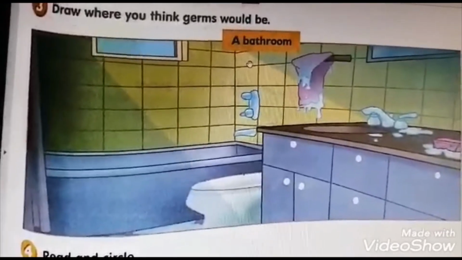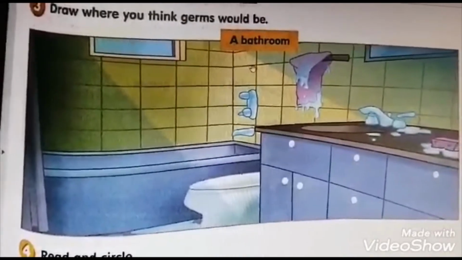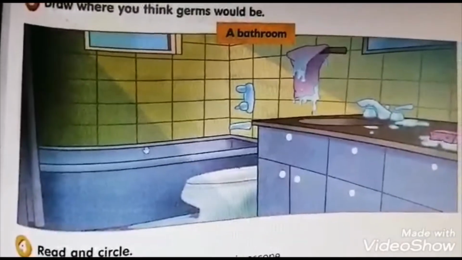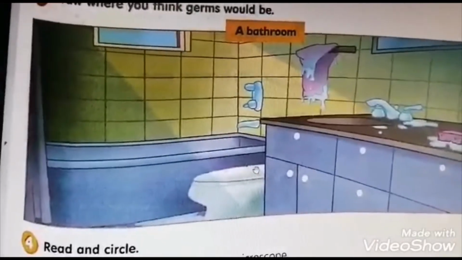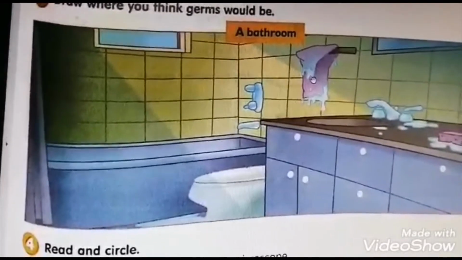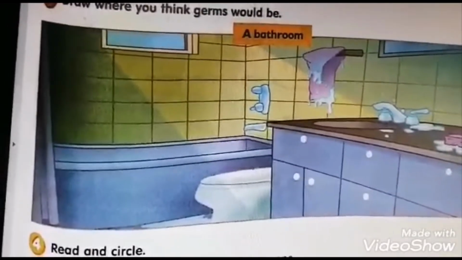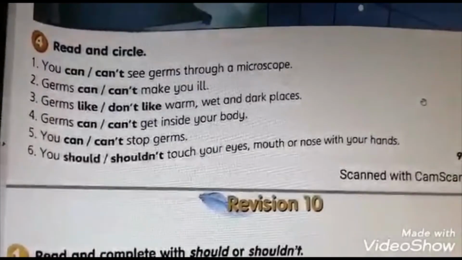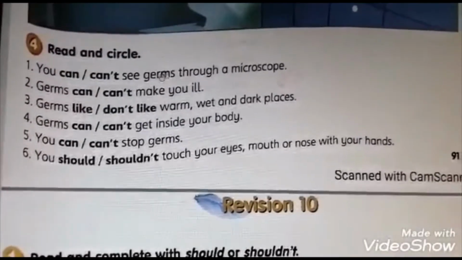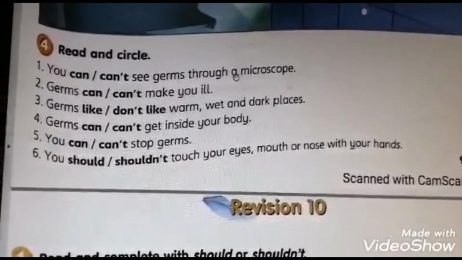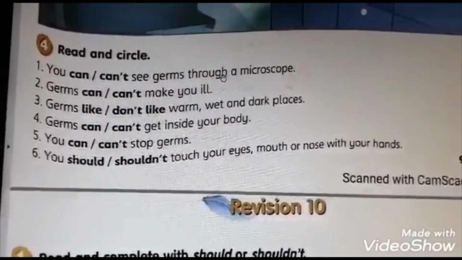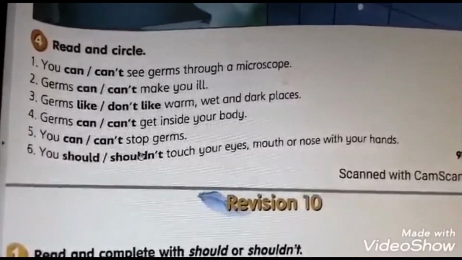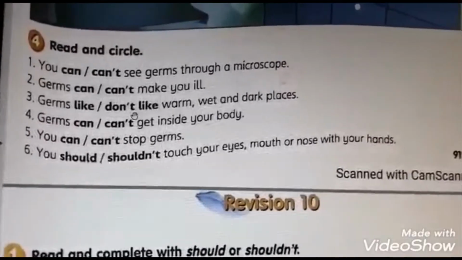So let's have a look. Here you can draw. So germs should be drawn in the bathtub. Yes, because this always remains wet. On the toilet, on the wet towel, near the sink, and on the sponge. Well done. Activity 4, read and circle. Here you have to read the sentences which you already learned in this lesson, and then you have to circle the correct option. Can or can't, should or shouldn't, like or don't like.